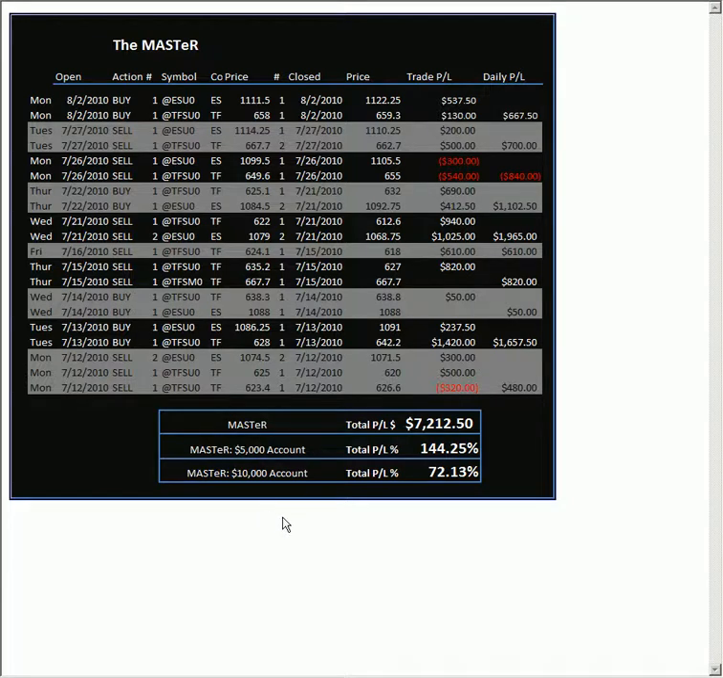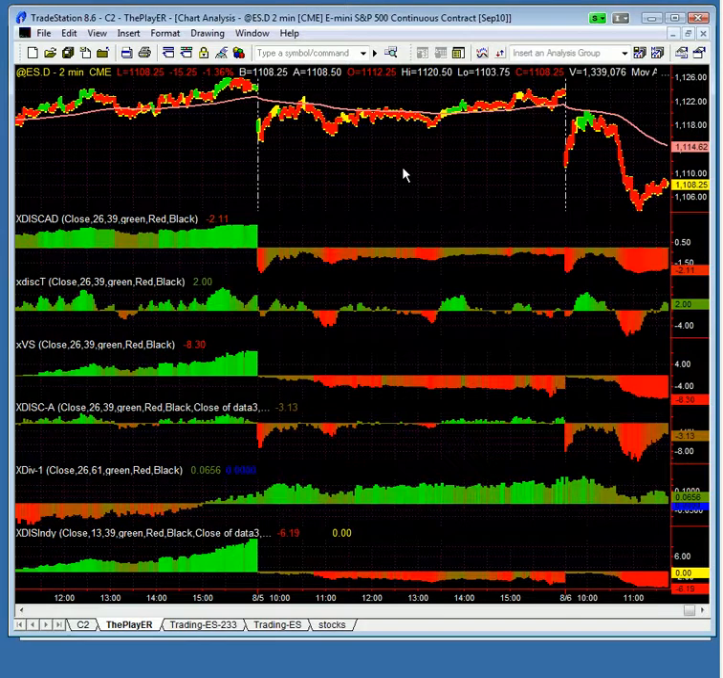The first thing we're going to look at here is a chart of the market. This is the mini S&P 500 futures contract, front month in nature, looking at the last print of 1108.25, down about 15 points on the day.